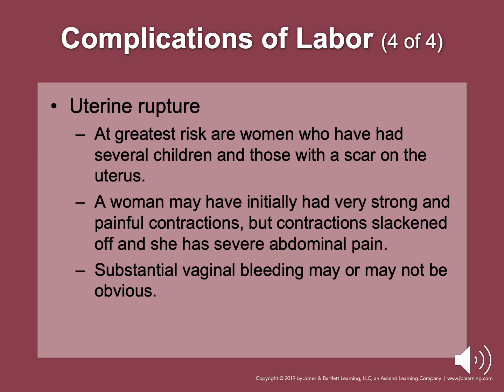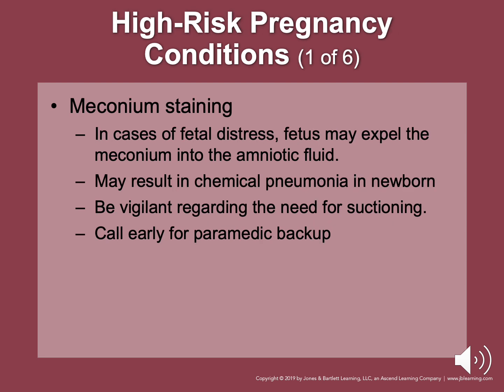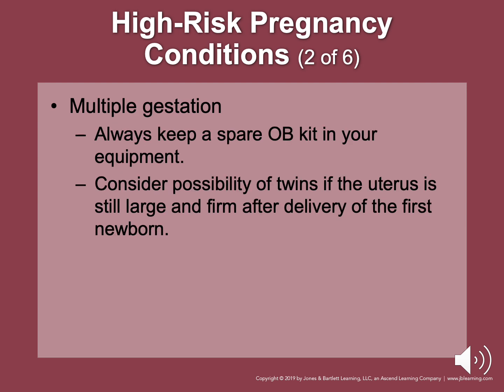Multiple gestation. Always keep the spare OB kit in your equipment and always consider the possibility of twins or triplets or quadruplets if the uterus is still large and firm after delivery of the first newborn. So if there is more than one fetus, repeat early preparations for delivery. When the first newborn is born, clamp and cut the cord approximately 30 seconds following the birth, before the second newborn is delivered. Keep the newborns warm, well oxygenated, in a sterile environment as much as possible. Identify the first newborn delivered as baby A, and record the time of birth of each twin separately.